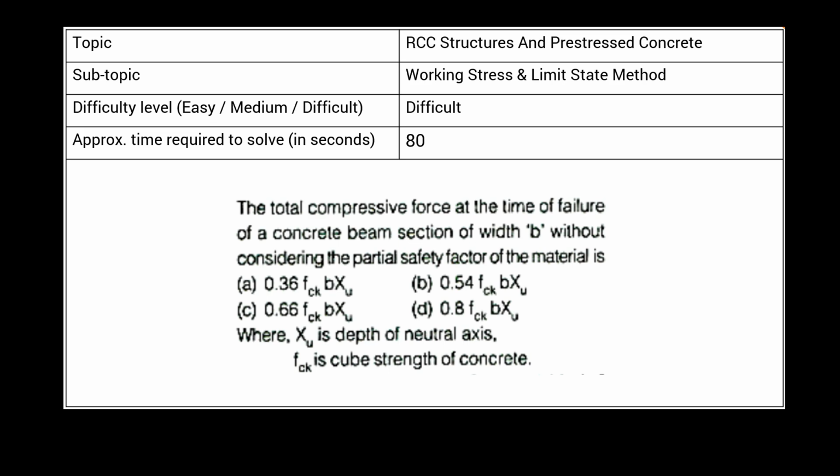The shortcut is, if one knows the total compressive force with the partial safety factor is 0.36 fck b xu, they can multiply that with 1.5 to get the answer, because in the question they have said without the partial safety factor. So that is the shortcut. The time it takes is approximately 80 seconds. This is not a disruptive question because it's very straightforward, and 50 to 60% of the students do it correctly.